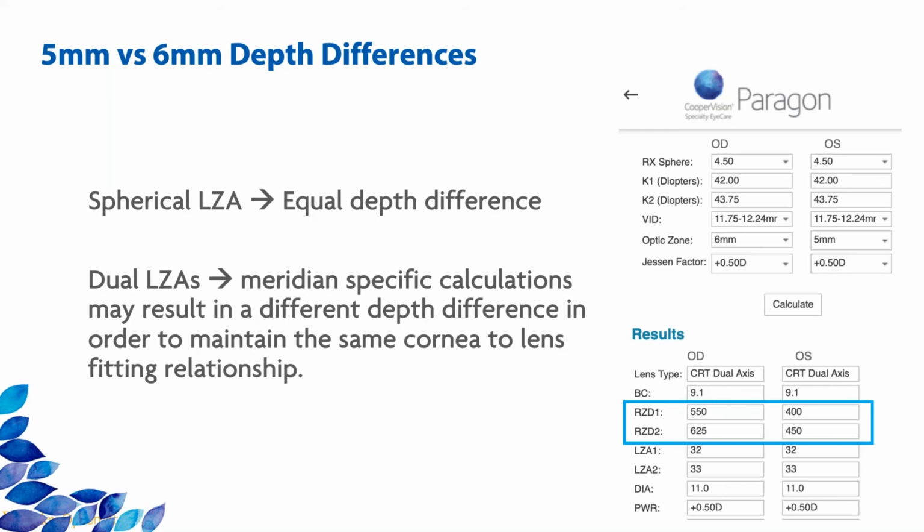Great. So we don't have to memorize all new troubleshooting. We can simply apply our knowledge of the ortho-K fitting in the 6 millimeter optic zone diameter size.